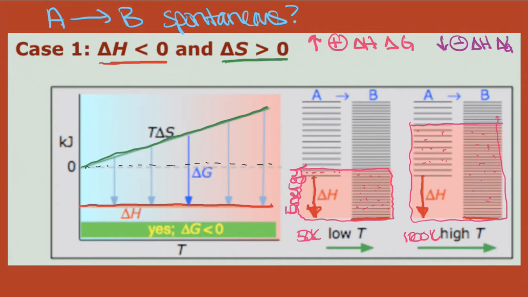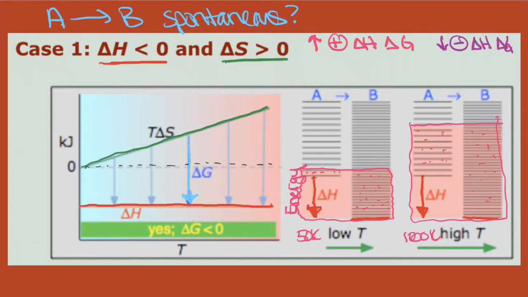Let's go back to the graph on the left. This also talks about delta G, the overall likelihood. Delta G has a downward arrow, and we can see that delta G is down at all temperatures. That means regardless of the temperature, when delta H is negative and delta S is positive, the reaction will occur spontaneously. Delta G will always be negative. And the higher up we go in temperature, the even more negative it will be.